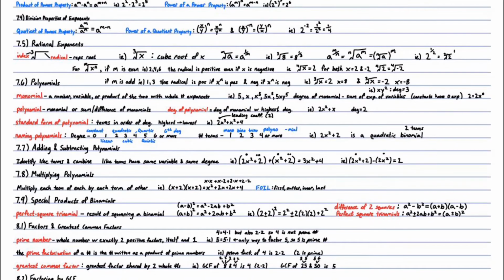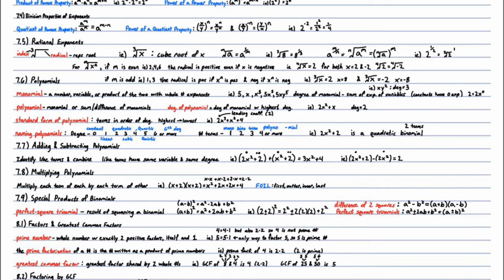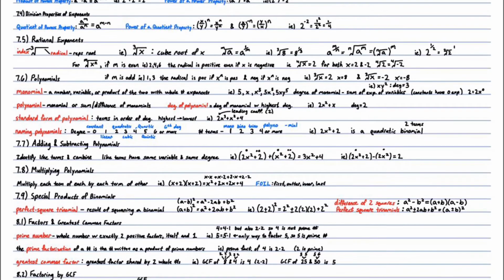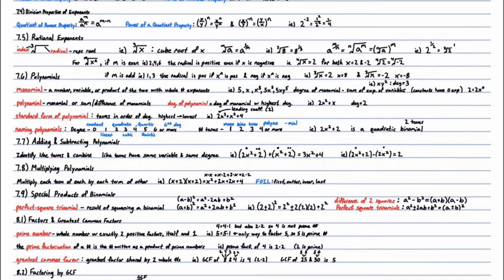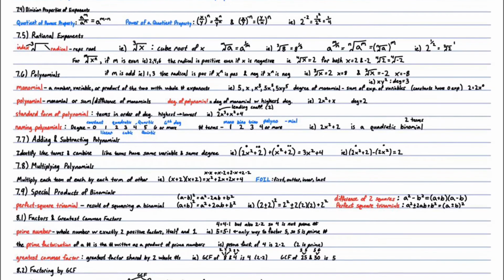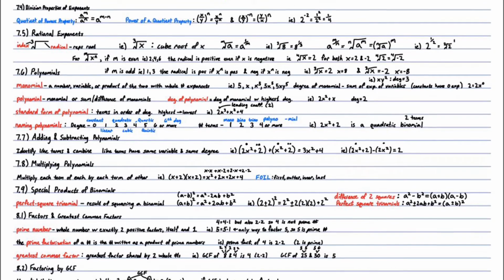If m is odd, the radical is positive if x to the n is positive and the radical is negative if x to the n is negative. Polynomials. A monomial is a number, variable, or product of the two with whole number exponents. The degree of a monomial is the sum of the exponents of the variables.